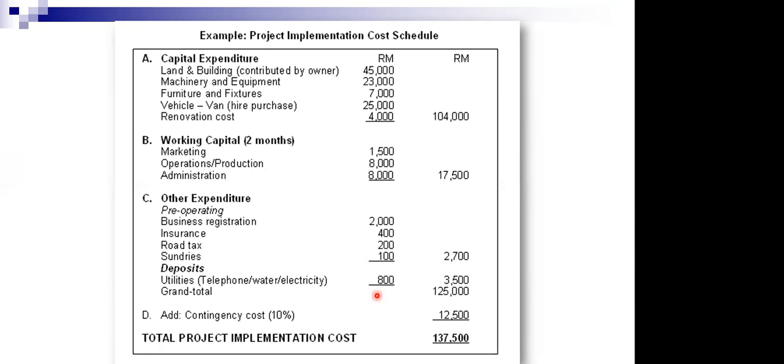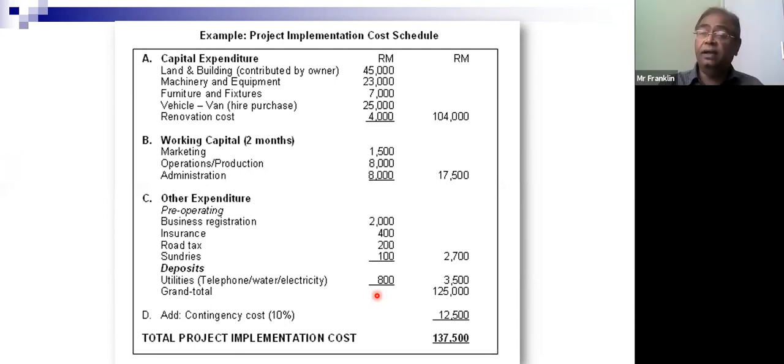Factory. Yes, very good. It's a factory. Understand it's a factory because you see land and building contributed by owner. That means the owner maybe has his own business, but then they charge 45,000 for it. That's the cost of the whole factory. Machinery and equipment, so it definitely is a factory. There's some machinery there, either they're manufacturing something, and equipment for that. So 23,000 for it. Furniture and fixture, 7,000.